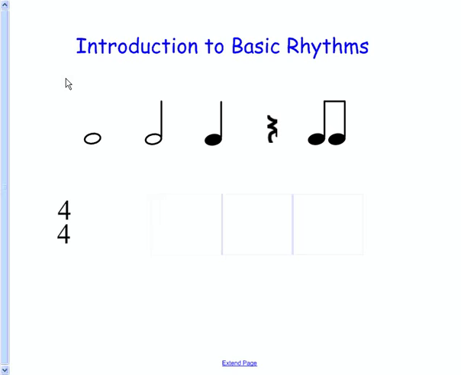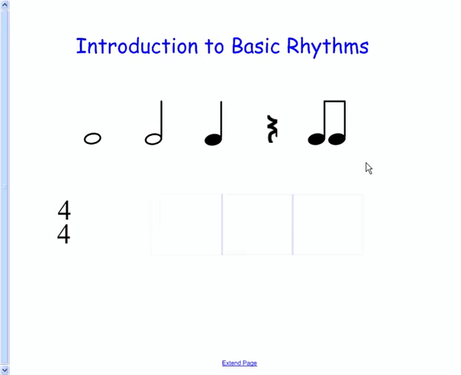All right, welcome to the introduction of basic rhythms. Now, the types of rhythms we will be exploring today are just the most basic structure of how to put notes and beats together. In this case, we're going to talk about the whole note, the half note, the quarter note, the quarter rest, and the eighth note, or in this case, a pair of eighth notes.